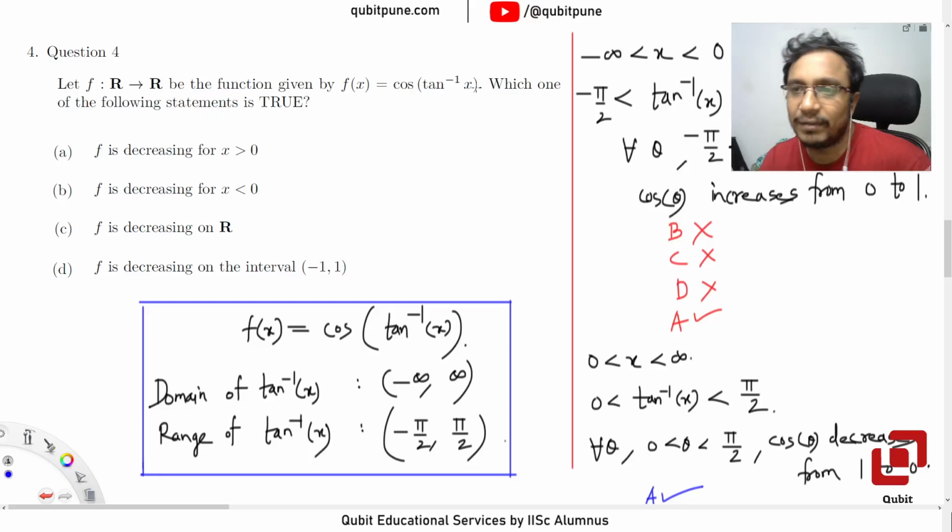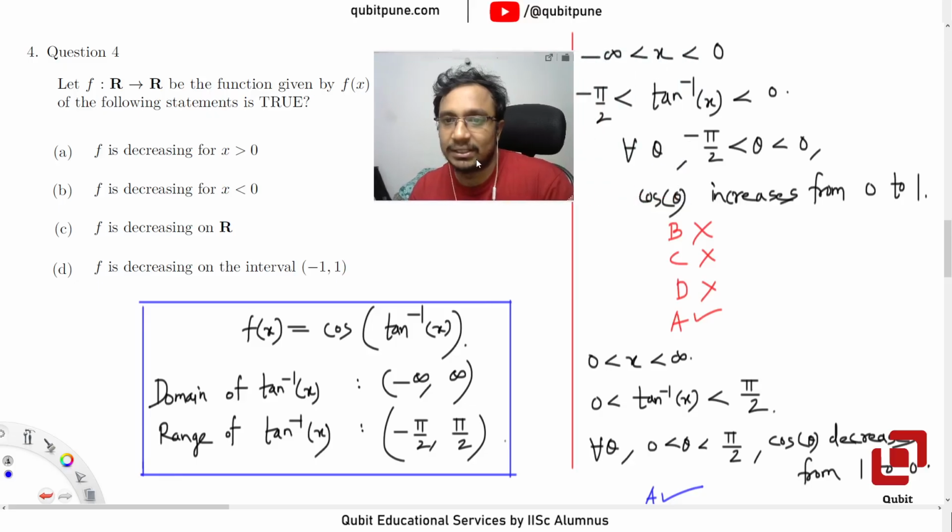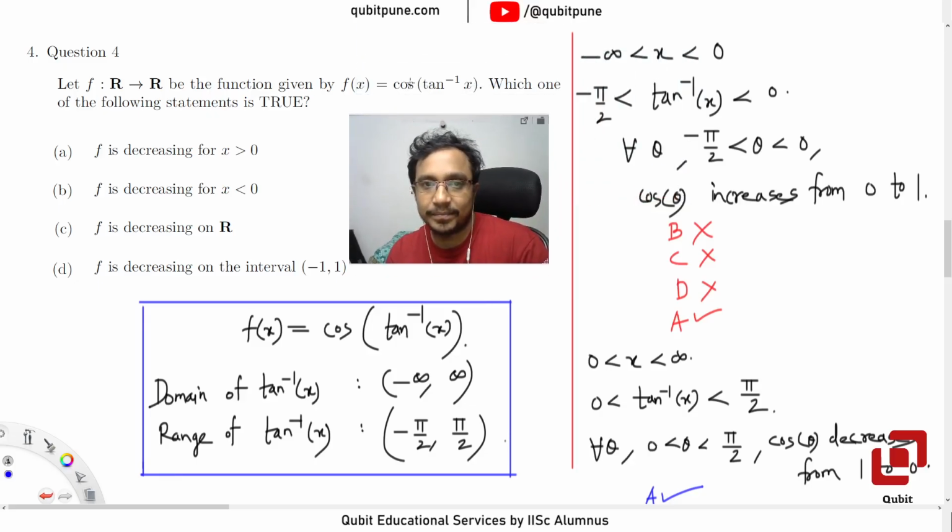कोई प्रॉब्लम नहीं, it is defined for all values of x, so negative infinity to positive infinity would be the domain. But the range of tan inverse of x, that is minus pi by 2 to pi by 2. I hope you know that. So whatever values you will be feeding for cos, they will be from minus pi by 2 to pi by 2. Okay, in which cos is always positive.